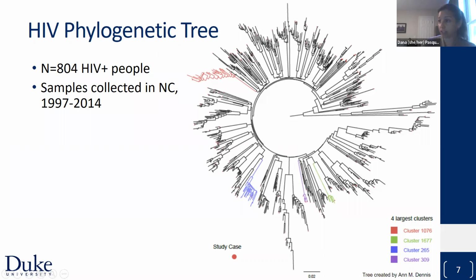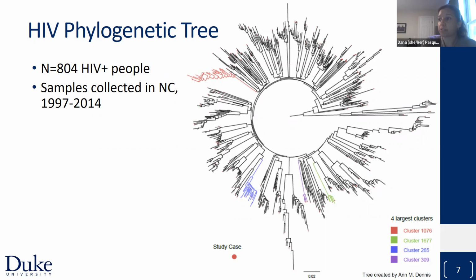So this is a phylogenetic tree that's a visual representation of the HIV infections of 804 people who were sampled in North Carolina over a 17-year period. So these are not publicly available. This is a circular tree, not a linear one like we showed. Each spike is a terminal node, that's one person. And then the 4 biggest clusters are picked out here in color.